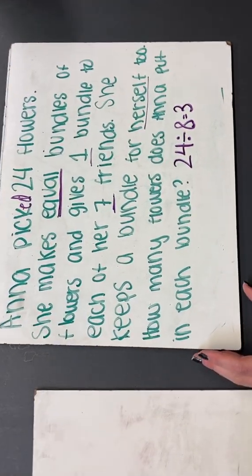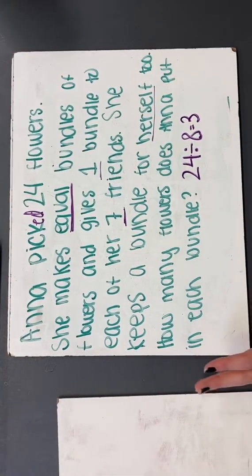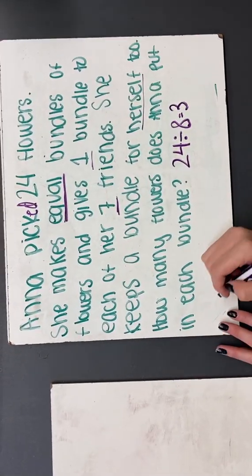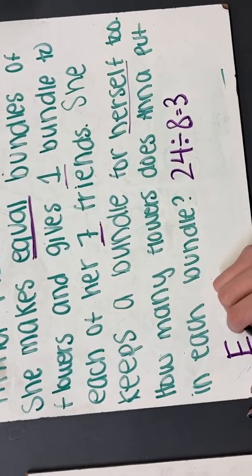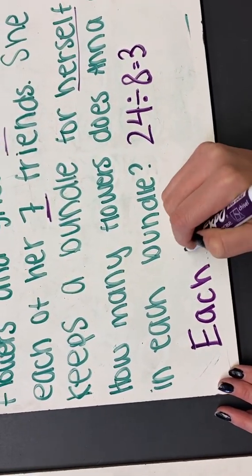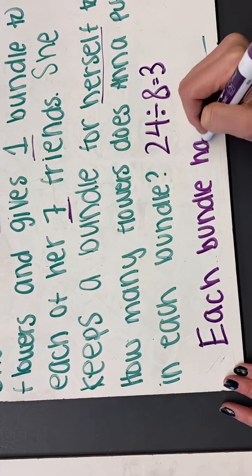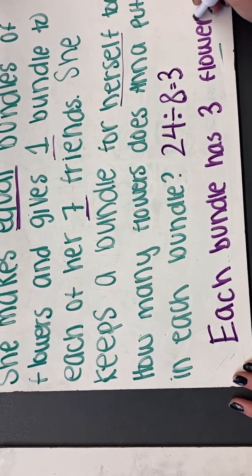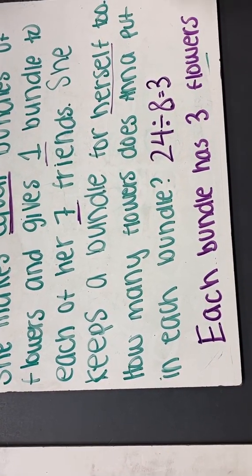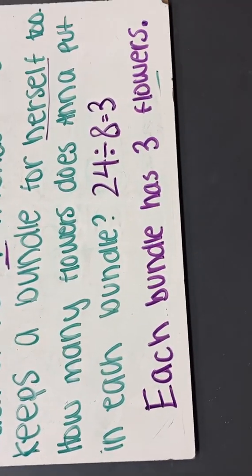But we're not finished yet, because now that we have our division problem, we still have to write out our answer. So I'm going to start at the beginning of a sentence, so it's going to be capital. Each bundle has 3 flowers. And what am I going to put at the end of my sentence? I'm going to put a period. That means it's done. We are finished.